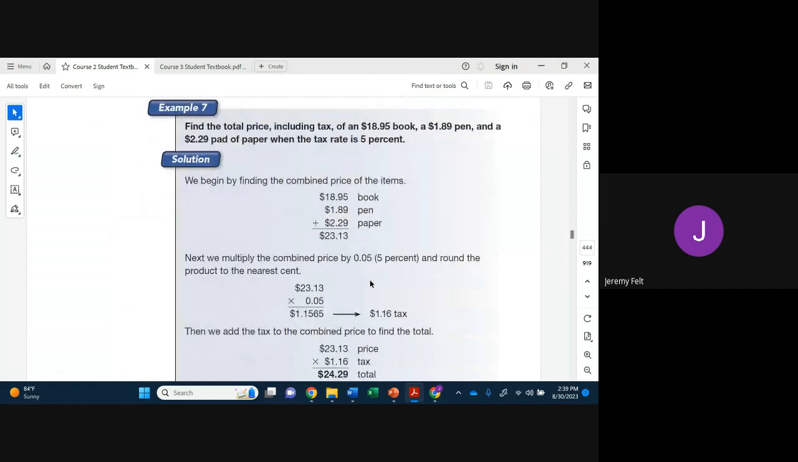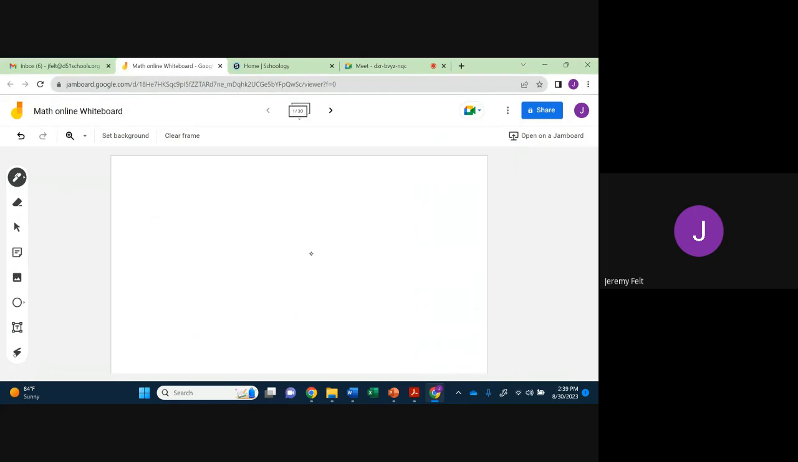And then example 7. Find the total price including tax of an $18.95 book, a $1.89 pen, and a $2.29 pad of paper, and the tax rate is 5%. So we would add all of these up for our subtotal. That's $23.13.